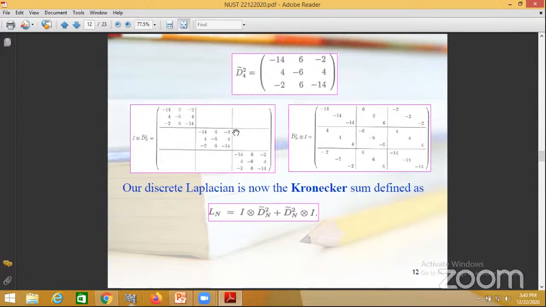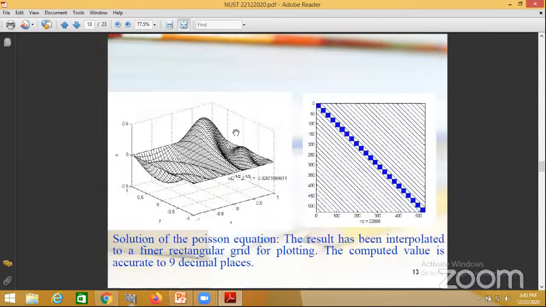By applying the same procedure and the boundary conditions, we computed the solution, which is accurate up to 9 decimal places. For the solution of the Poisson equation, the results have been interpolated onto a rectangular grid for plotting. The computed value is accurate up to 9 decimal places. The solution is checked at the point u at root 2 and root 2, that is x equal to root 2 and y equal to root 2. This is accurate up to 9 decimal places.